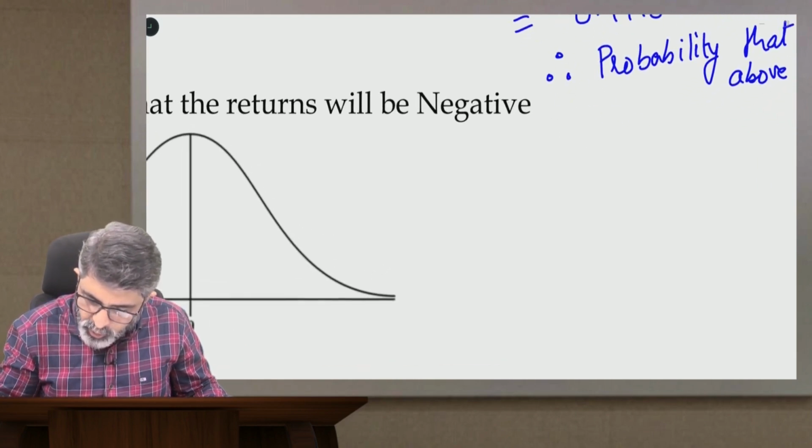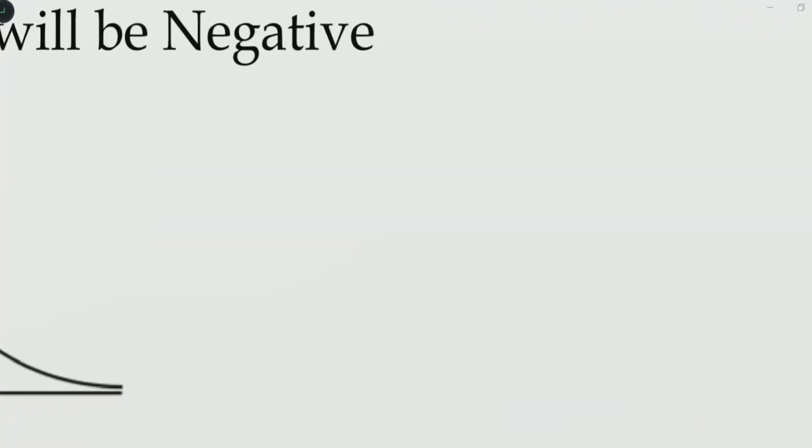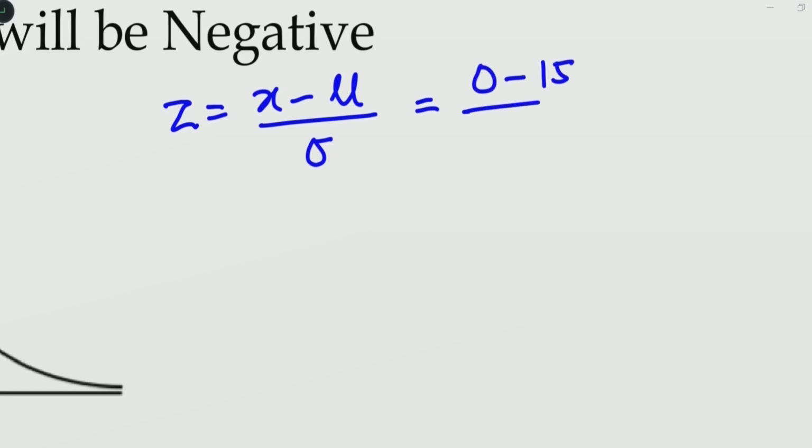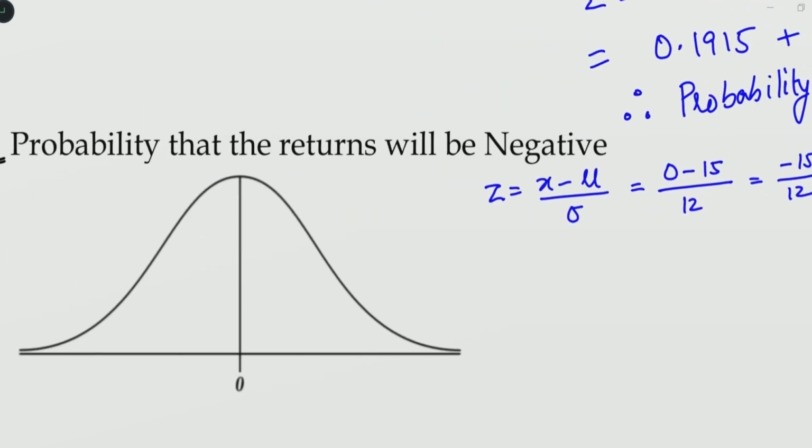Very simple. What I am going to do? I am going to consider the z value over here based on x being 0. So I will write z equals to x minus mu divided by sigma, that will be 0 minus 15 divided by, so sigma is 12. So it is minus 15 by 12, it will give you negative 1.25.